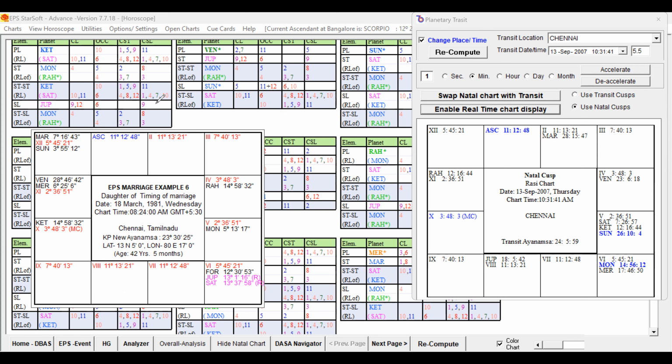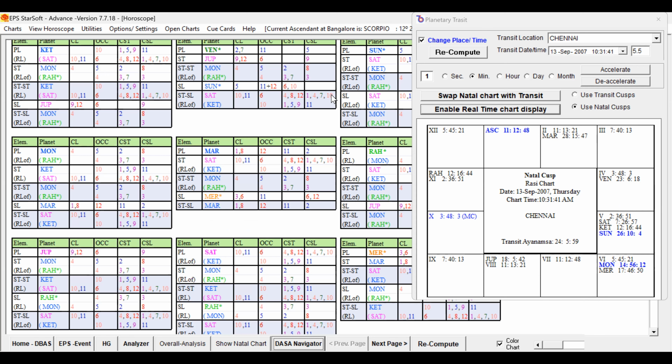Now, one more thing we can have a look at is the transit of the Sun, the solar Sun. Sun is here. Sorry, where is Sun? Sun is in its own sign, in the star of Venus. You can see Sun in the star of Venus. Venus is our favorable key planet, right? So Sun is in the star of Venus, which is the key planet in our natal chart.